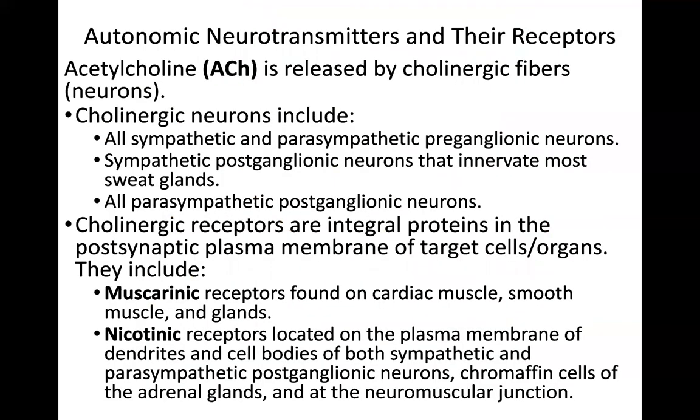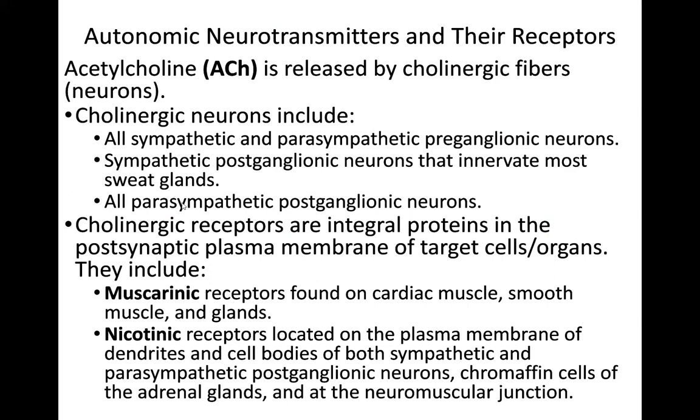It's also going to be released by sympathetic postganglionic neurons that innervate most sweat glands, which is unique because typically when it's the second neuron, the postganglionic neuron of the sympathetic nervous system, it's not acetylcholine. The only place where we see the sympathetic postganglionic neurons secreting acetylcholine is at the sweat glands. I don't really know why sweat glands are where we see acetylcholine released by the sympathetic postganglionic neurons, but that's what it is.